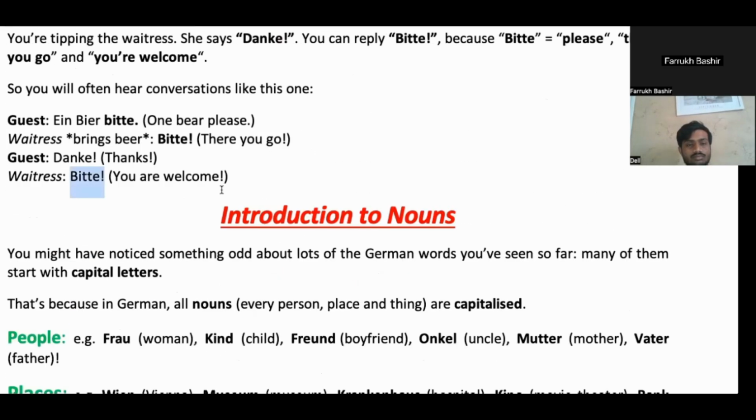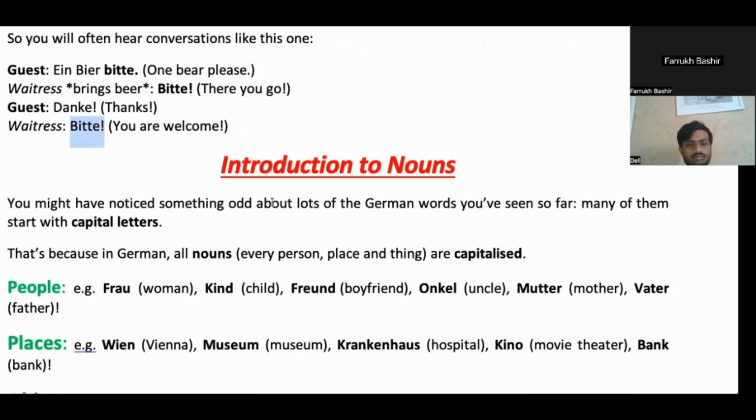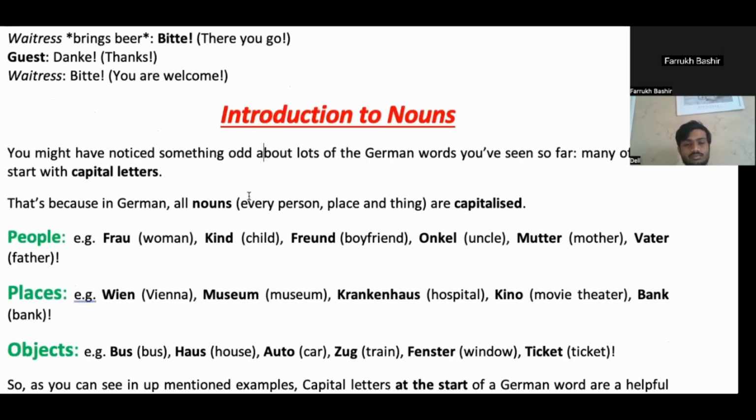Now we move towards nouns. There's one simple rule to differentiate nouns in German: nouns are always capitalized in the German language. Whether you use them in the middle of the sentence, at the start of the sentence, or even at the end of the sentence, nouns will always be capitalized. So that is a simple rule to understand nouns.